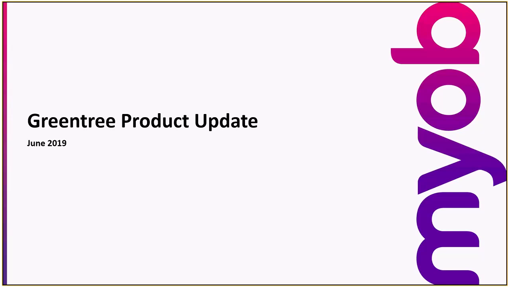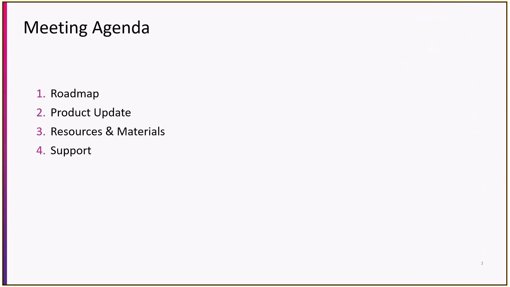I'll just go through the agenda. So today we're covering the roadmap product update. That's the status of where all our event lines are at. We'll be covering off resources and materials. That's from a consultant perspective, and there are some issues around support which we'll be covering off later on.